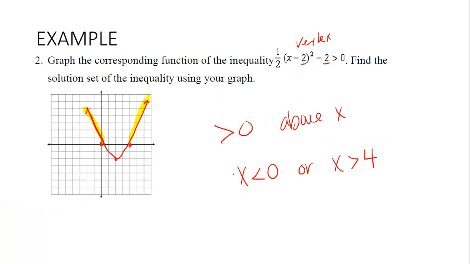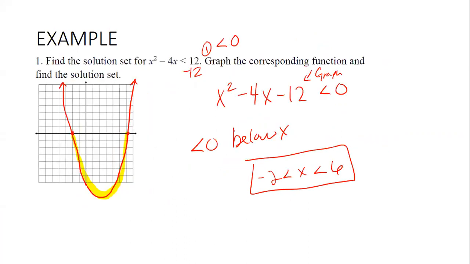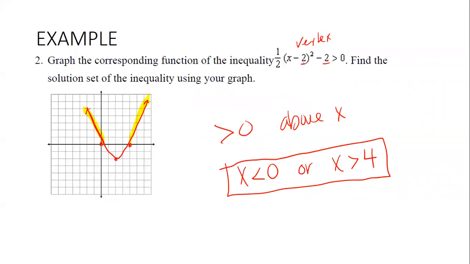Because they're not connected. It's not continuous compared to the other ones. So you see how there's a split, whereas this one, they were connected. So it was continuous from -2 to 6. This one is split. So either you're going to the left of one value or you're going to the right of the other value.